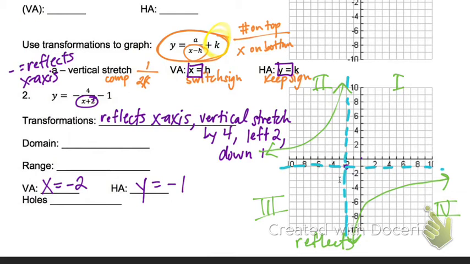That's okay. So for domain, it's -infinity. Where does it stop? -2, union, -2, positive infinity. My range, it's -infinity. Where does it stop? Good. -1, positive infinity.